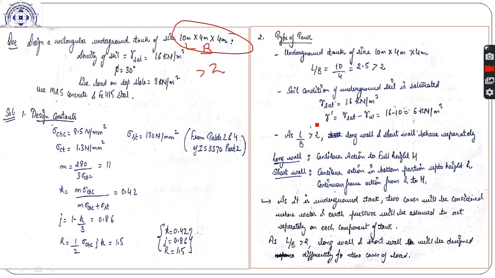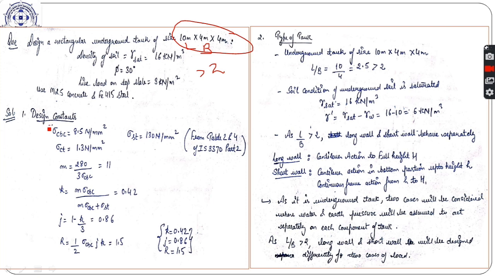Whatever I tell you in this particular lecture, in the same way the rectangular tanks with L by B greater than 2 resting on ground will also be designed, with the difference that here we are taking soil pressure and in the tanks resting on ground we will not be taking the soil pressure. I hope you understand this part. Now let us begin with the design.